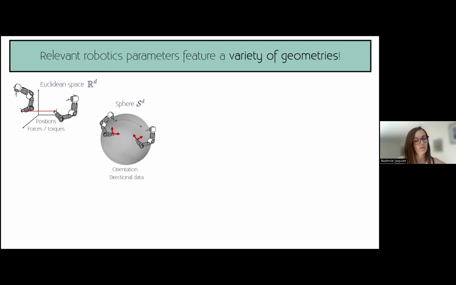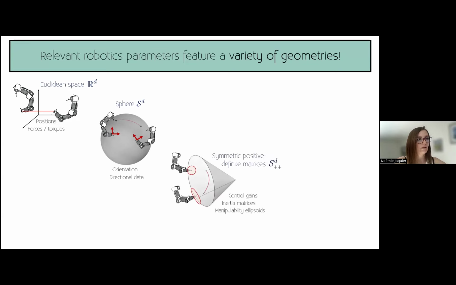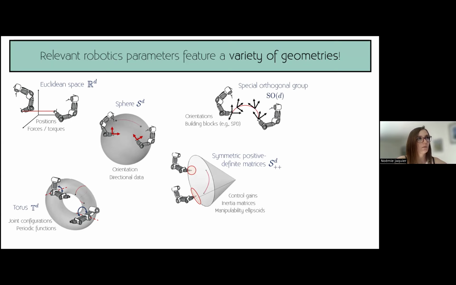We have the sphere manifold. This is my example of the previous slide, which we use to represent orientations and directional data. The other example of the previous slide, which are symmetric positive definite matrices that we use for control gains, stiffness ellipsoids, inertia matrices, manipulability ellipsoids, and others. We have the torus, which we often use for joint configuration and is usual to represent periodic functions. We have the special orthogonal group for orientation as the building blocks for other types of geometries. And finally, a last example is the hyperbolic space, for which the interest has recently been growing for graph and tree embeddings.